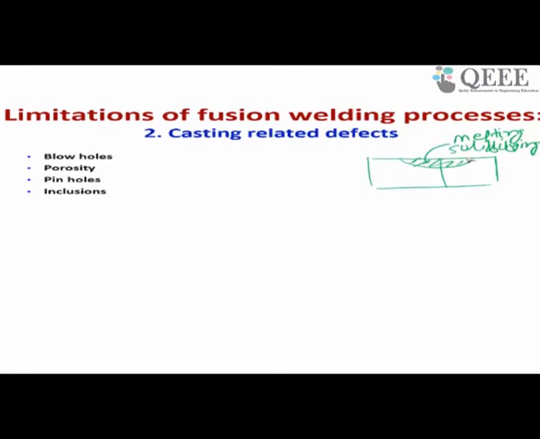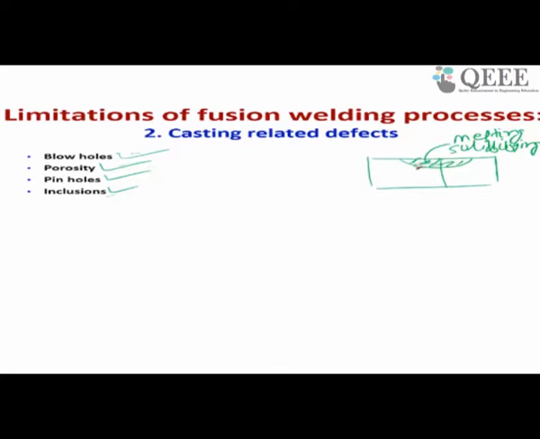As we discussed in the previous class, because of this melting and solidification, if you see any cast product, you get a lot of blowholes, porosities, pinholes, inclusions. All these things are seen in a cast product. Since the weld zone is also like your cast product, you will also get similar kinds of defects like blowholes, porosity, pinholes, inclusions. That's why you have to use proper shielding gas. Even with whatever shielding gas you use, you still get this kind of problem.